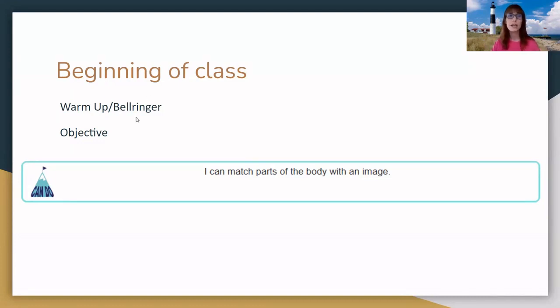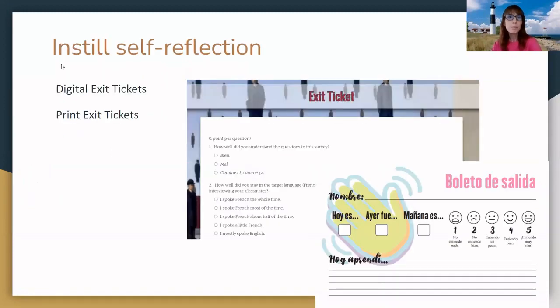Your bell ringer can take all kinds of different ways. You can have it tied to what you're actually learning, like a review of what you did the day before. I also like to use authentic resources as bell ringers, like give students some sort of an infographic to look at and just interact with it very briefly. And that's a great way to get them into the state of mind of working in the target language.